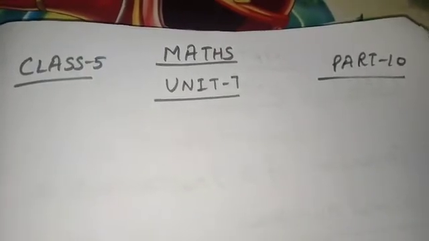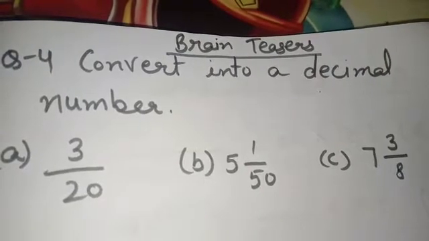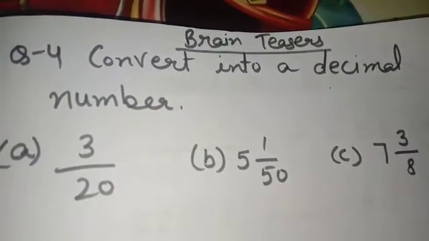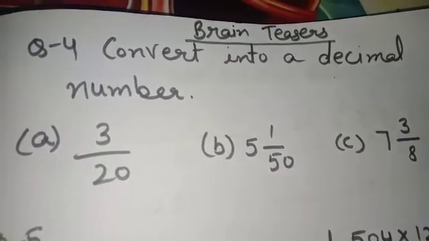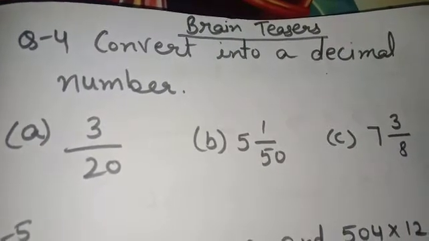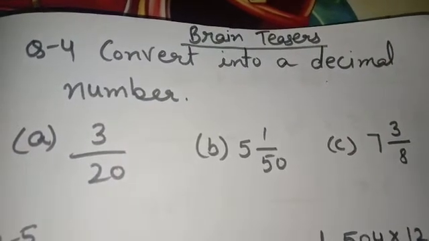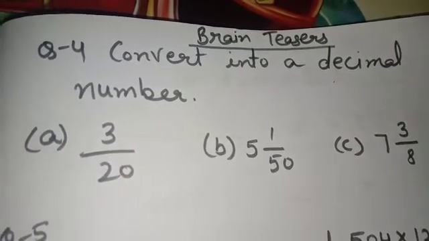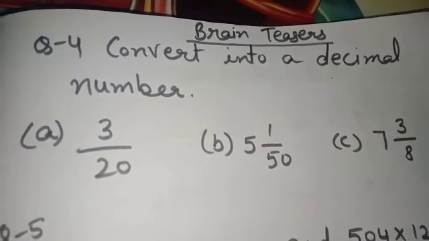Today we are continuing unit 7 brain teasers. Question number 4 of brain teasers is convert into a decimal number. Fractions are given. A is 3 by 20, B is a mixed number, C is again a mixed number. So how can we convert into a decimal number? By long division. Okay, so this question you will do on your own.